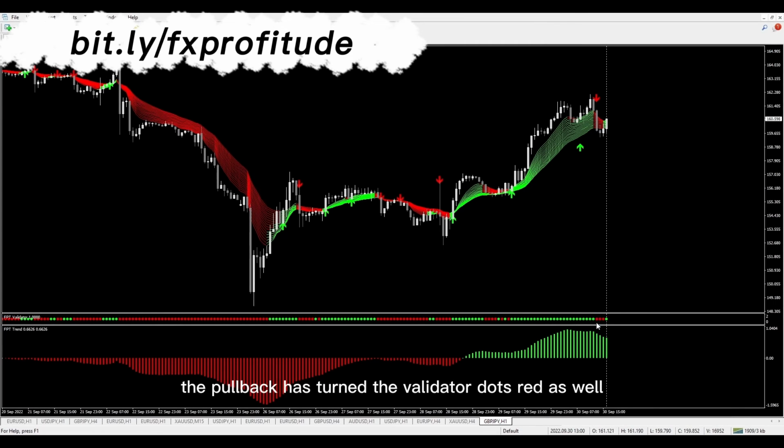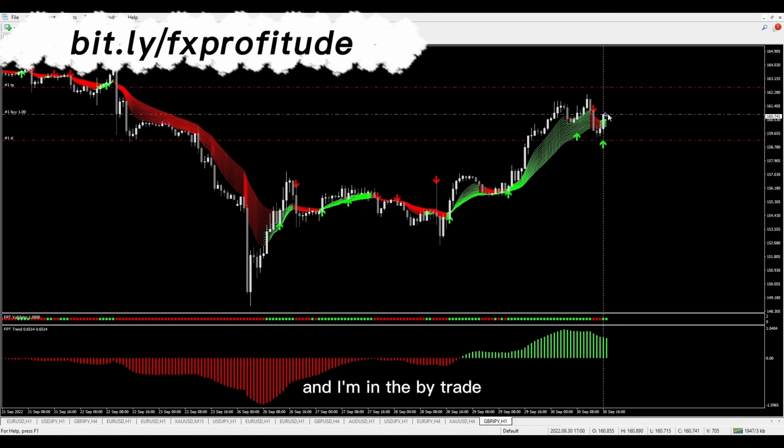The pullback has turned the validator dots red as well, but most importantly, the trend indicator remained green through this whole pullback process. On this current candle, the validator dot has turned back to green, and what we want to see is a green arrow under the price, one that looks like this previous one here. If we get a close in the area that the price is currently at, and we get that arrow, I will be placing a buy trade.